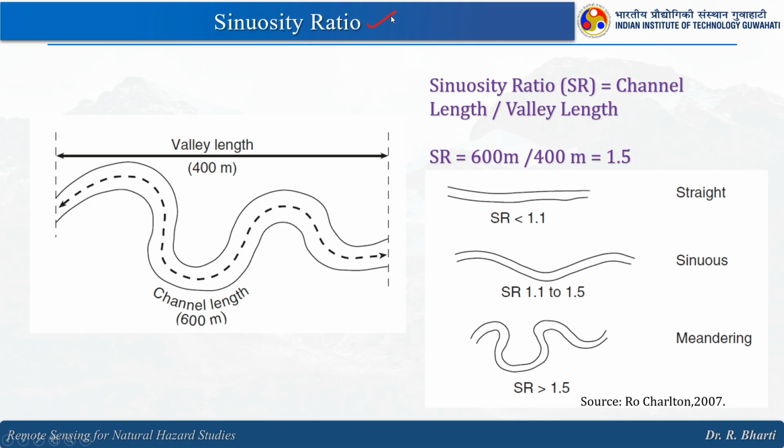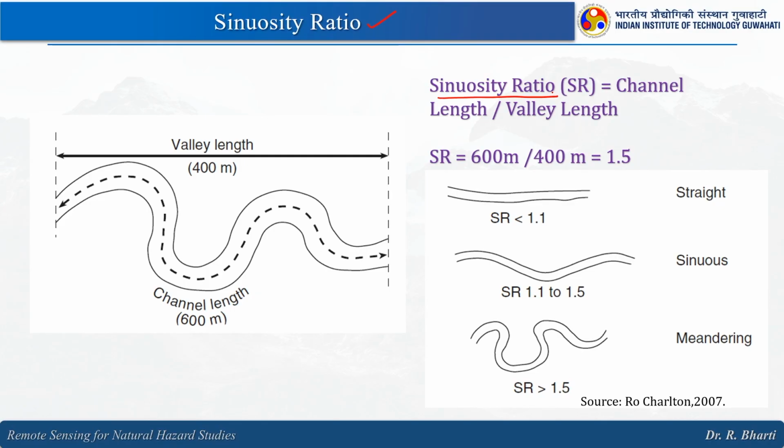So, how to define the sinuosity, whether a particular river is straight, sinuous or meandering. So, we have a sinuosity index that is very popular. So, here what we do is we take the channel length and the valley length. So, we will try to understand the channel length and the valley length. So, let us consider this is a river system. So, along this main channel, if you consider the length, that will be your channel length, right. And from the start to end, if you take the distance, that is your valley length.